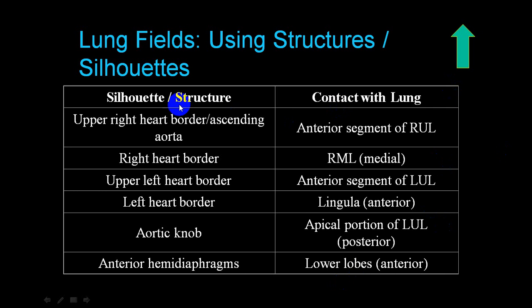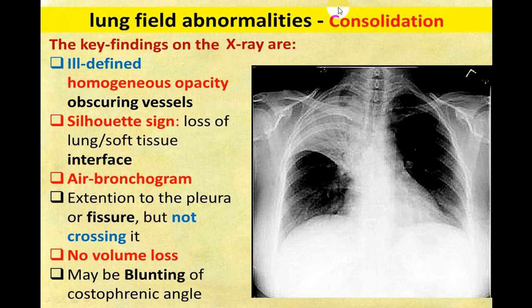Same thing we mentioned here. What are the relation of different lobes? Now, there are two common conditions which will produce a radio opacity in the lung. Consolidation and another is collapse.